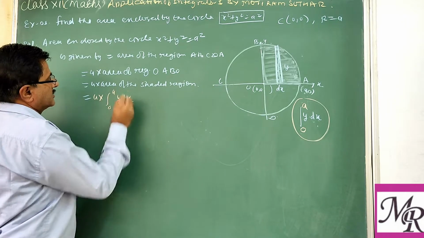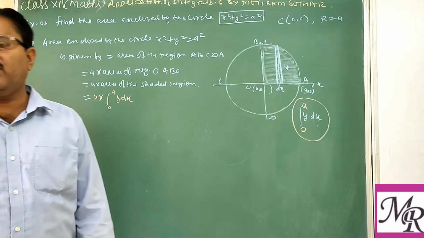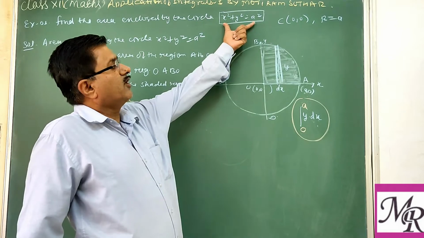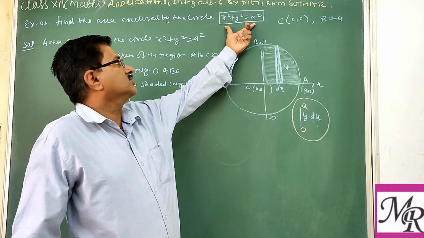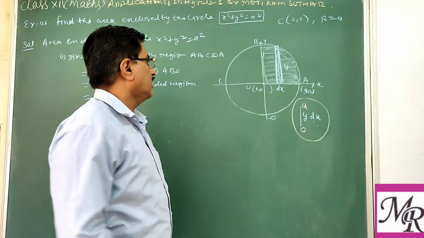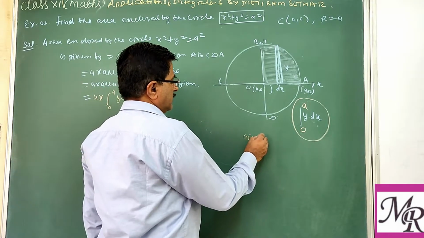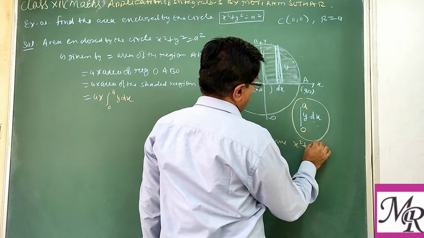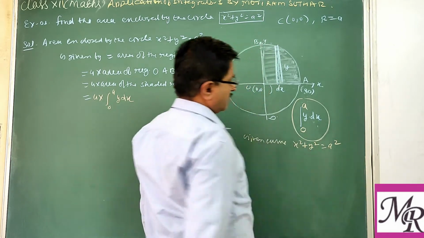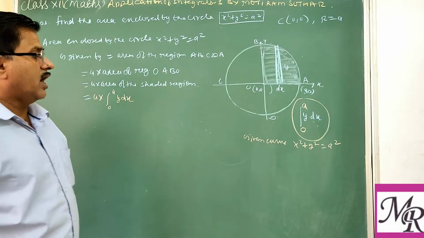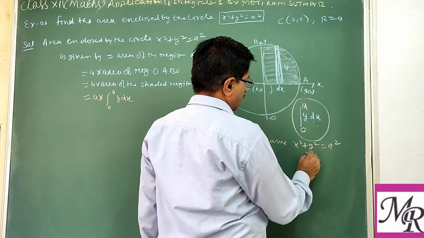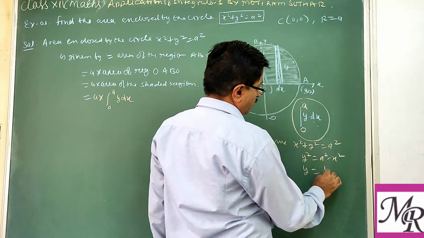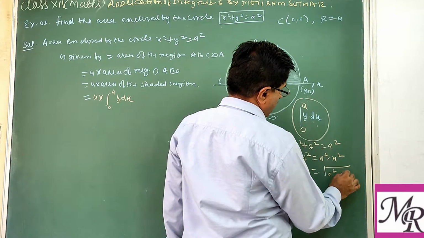y dx. So now we get a definite integral. Now we put the value of y from where? The given curve. This is the given curve, x square plus y square equal to a square. So y square equal to a square minus x square. So y equal to root of a square minus x square.